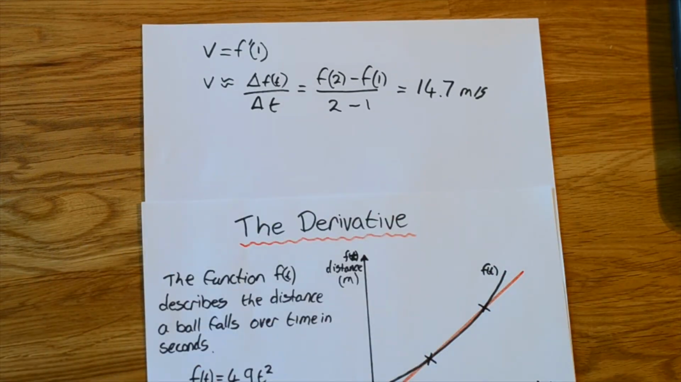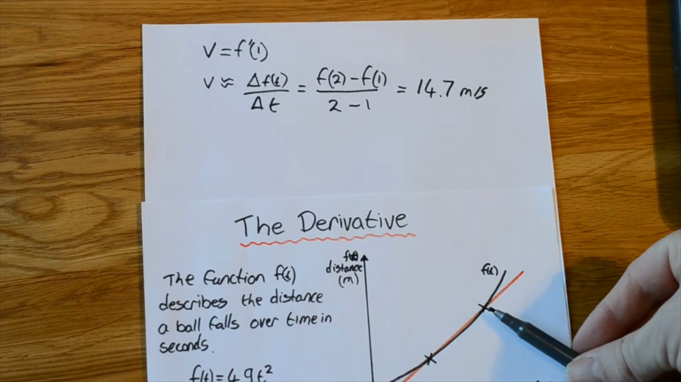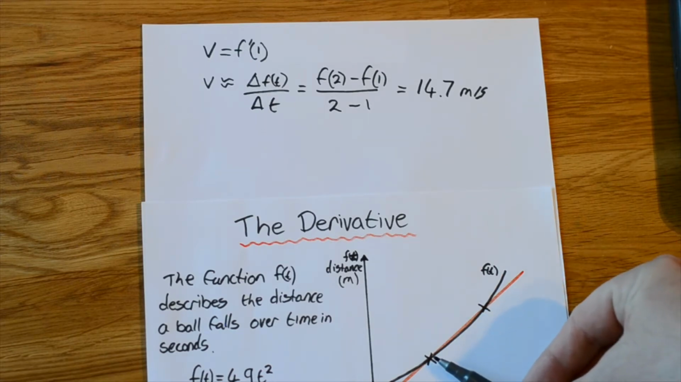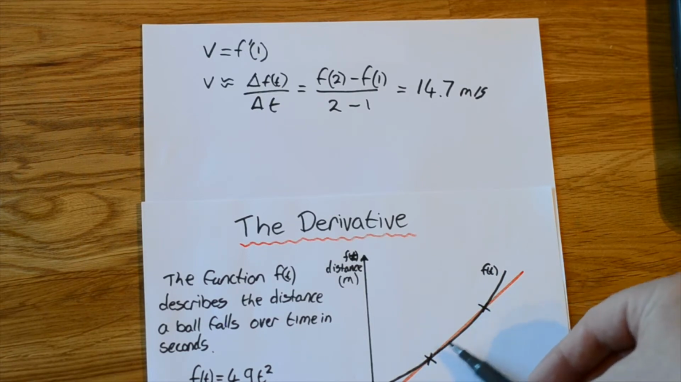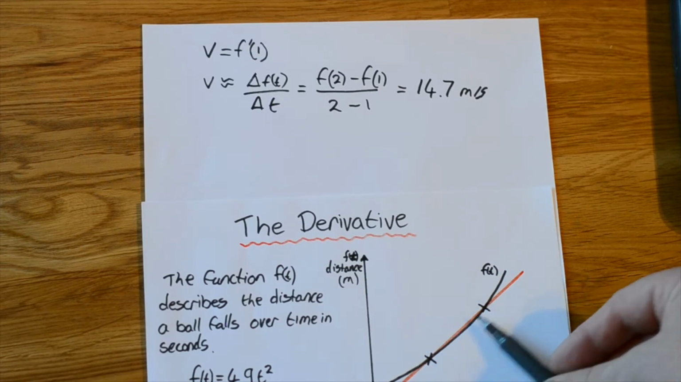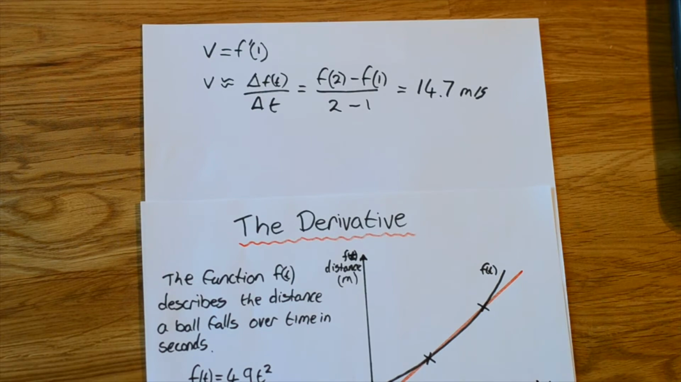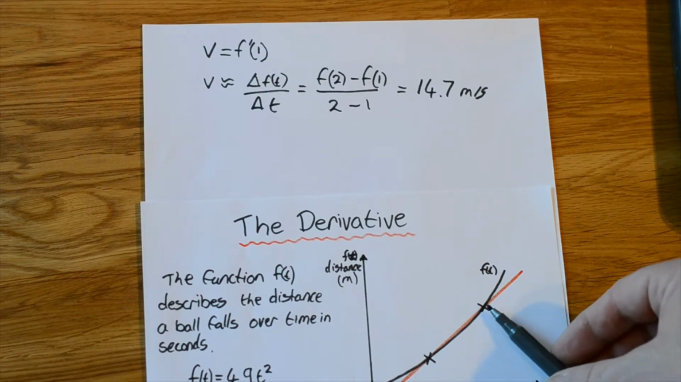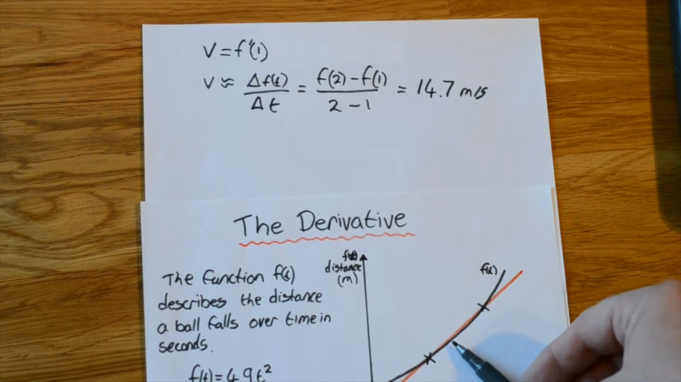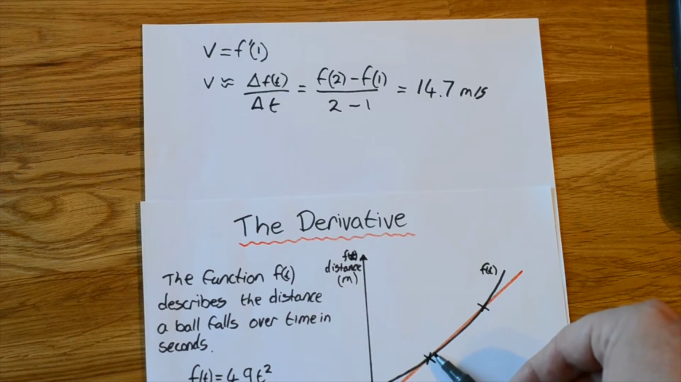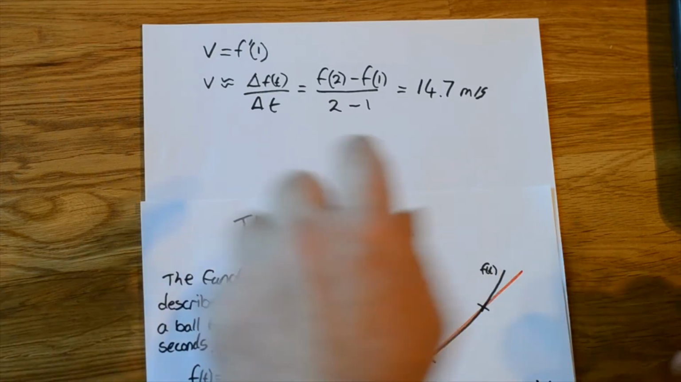Now, that's not very accurate. How can we make it more accurate? Well, obviously the ball is going to be travelling a lot faster here than it is at this point. And we're calculating the average speed over this period, around about this point. We can simply make this point move a lot closer, and then we're calculating average speed around about 1 second. And that's what we'll do next.